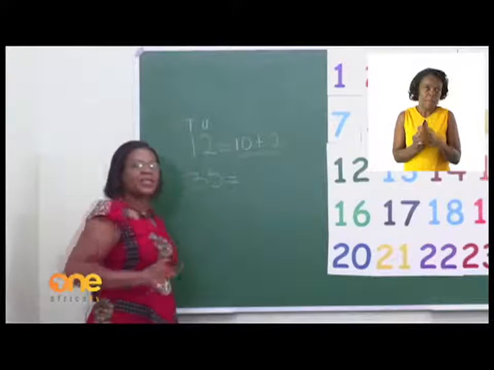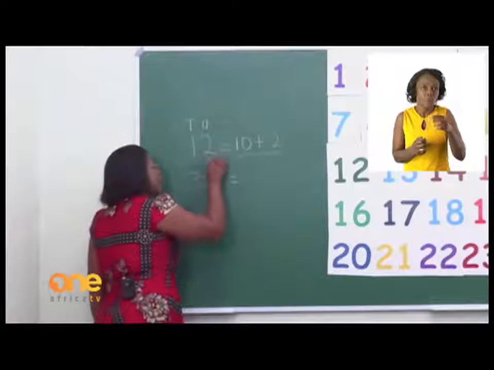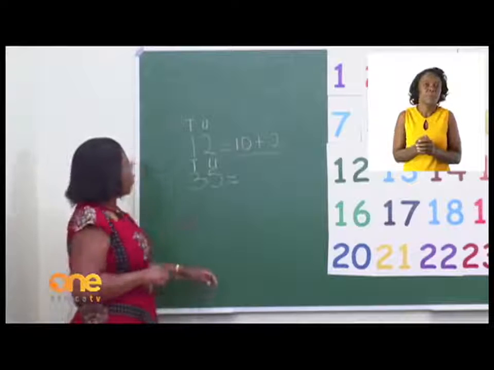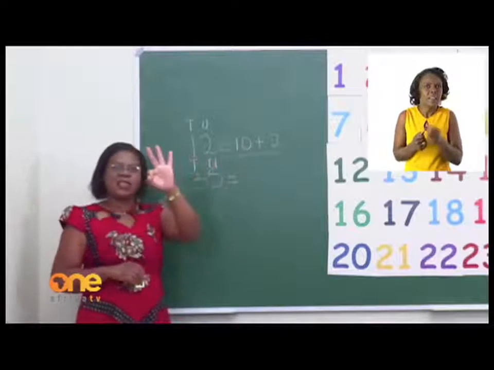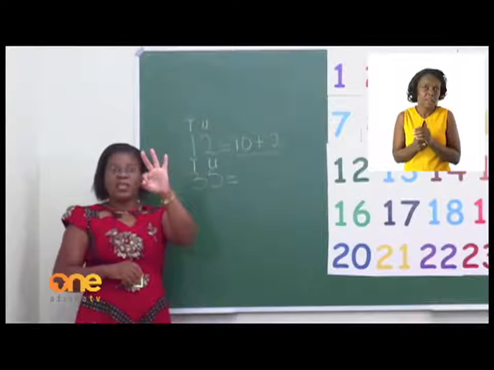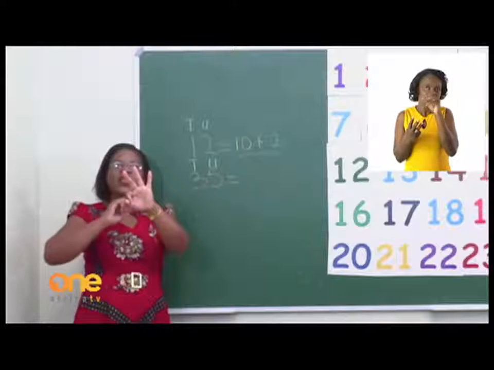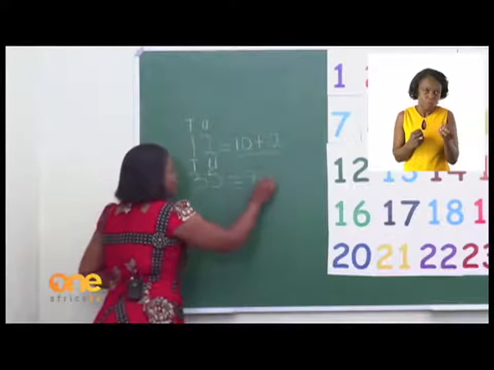35. How do we break down 35? Remember to put the place values. The 5 is a unit and the 3 is a ten. Therefore, how many tens do we have here? We have 3. Count the tens: 10, 10, and 10. Therefore, it's a 30. 10, 20, 30. Therefore, you have a 30.